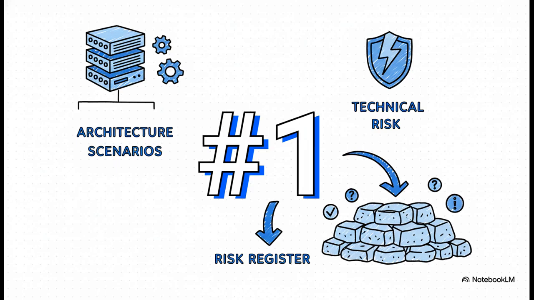So here's the big connection, the thing you gotta get. Your list of architecture scenarios isn't just some abstract design activity. Every single scenario is basically a potential technical risk you need to think about. And that is why a well-prioritized list of scenarios is the number one most important input for your project's risk register. It is the absolute foundation of smart, proactive risk management.